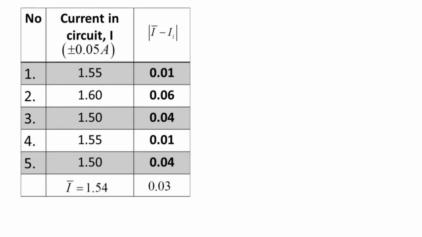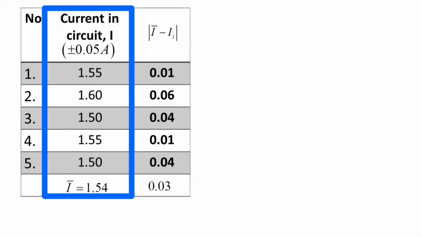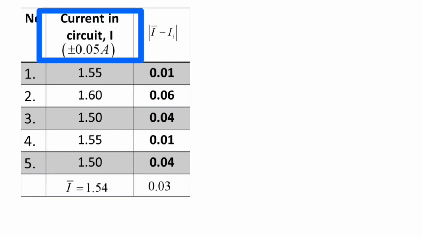In repeated reading, we are going to use a table to record the value of the measurement. On the left, we have readings from an ammeter. The uncertainty of measurement is recorded at the very top of the current in circuit column. The value of the uncertainty is 0.05 ampere. This is for single reading uncertainty. To better improve the uncertainty, we repeat the measurement of current 5 times.